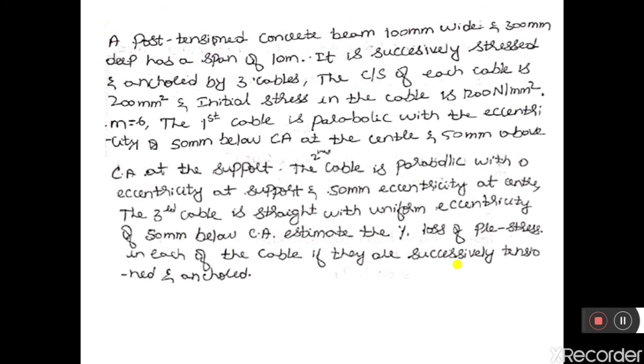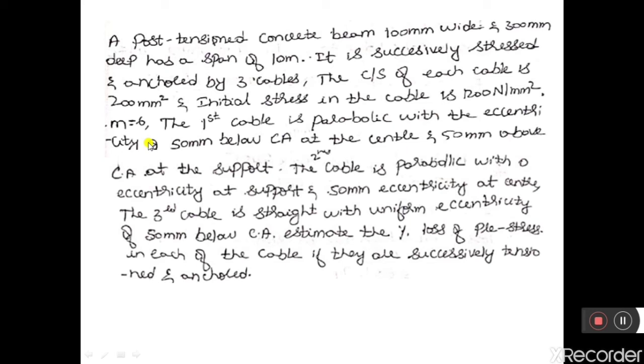So a post-tensioned concrete beam of size 100 mm by 300 mm is provided with 3 cables. In these 3 cables, each cable has a different eccentricity. The first cable is a parabolic cable with an eccentricity of 50 mm below the centroidal axis at the midspan and 50 mm above the centroidal axis at the support.